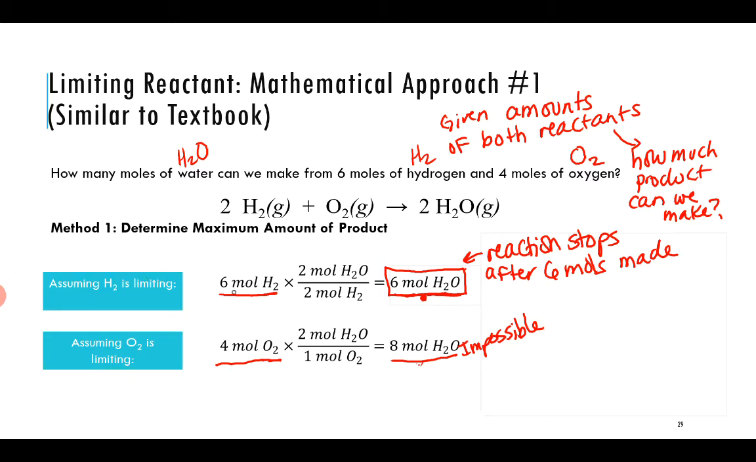And so the limiting reactant must be H2, and we will make 6 moles of water. The answer to the question, how many moles of water, would be 6 moles of water can be made.